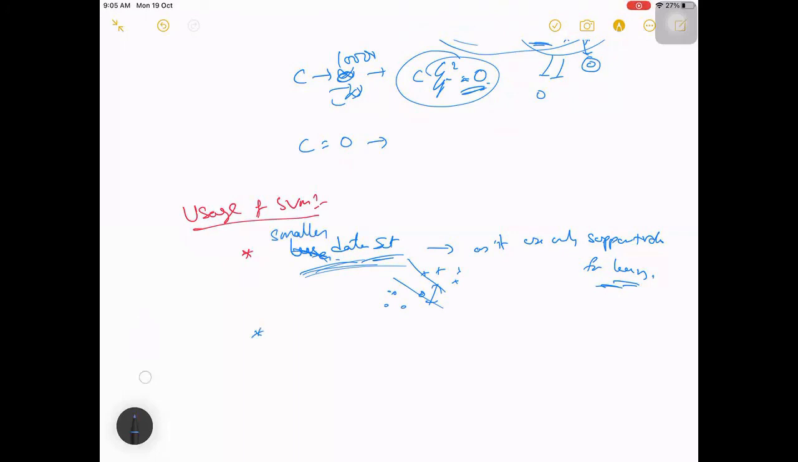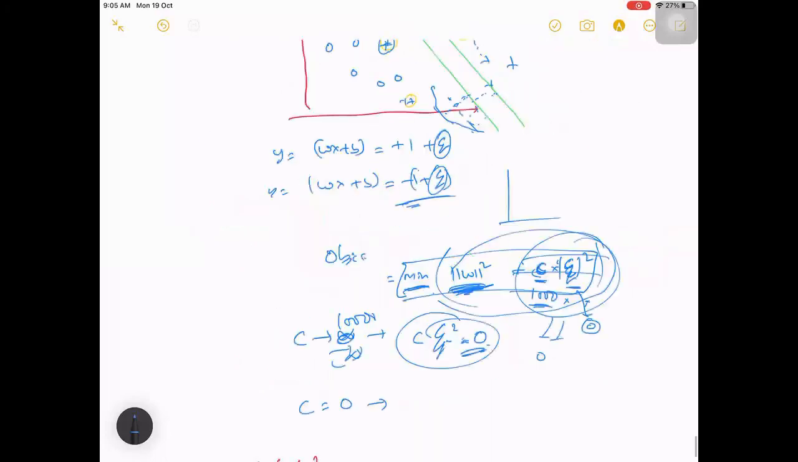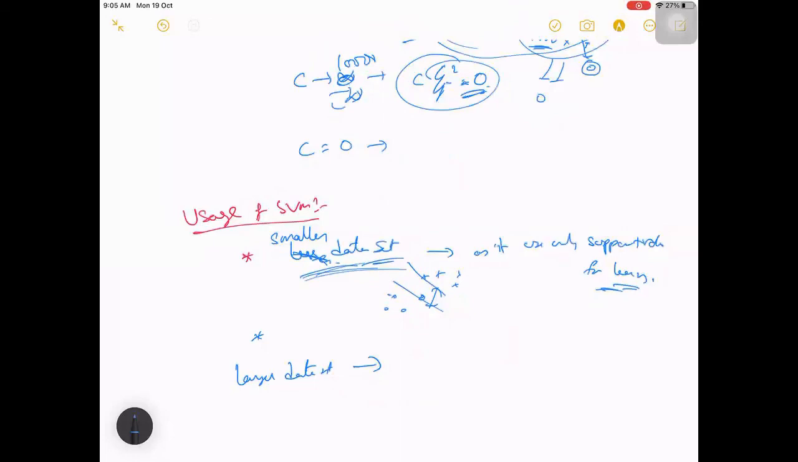If you use it for larger data sets, the computation of representing in a different kernel space, and again the calculation of support vectors, is very expensive and takes very long time. So it is not recommended. When you have a smaller data set, you go for this, and when you have a larger data set, you go for another one.